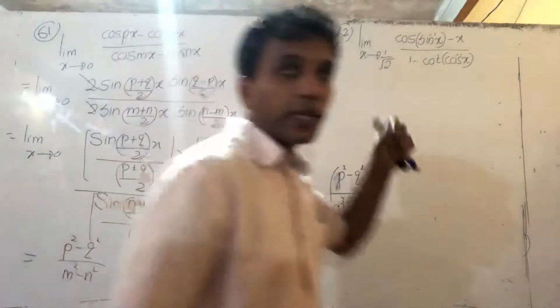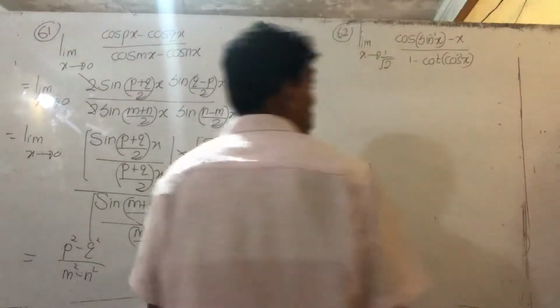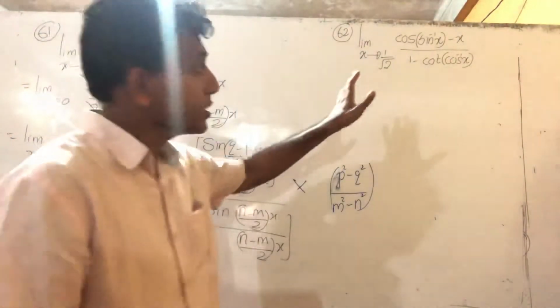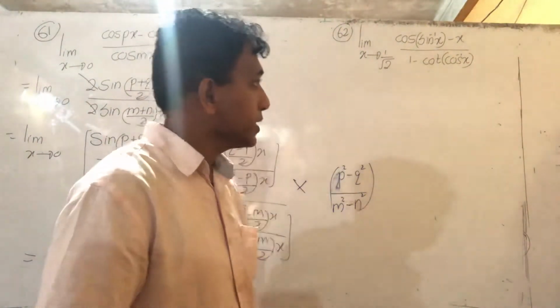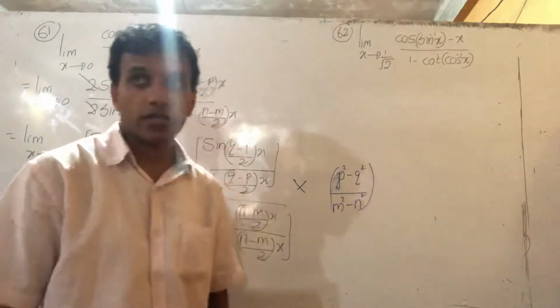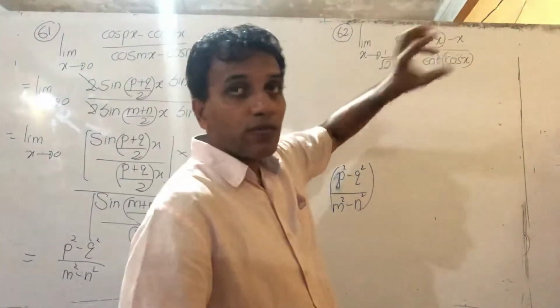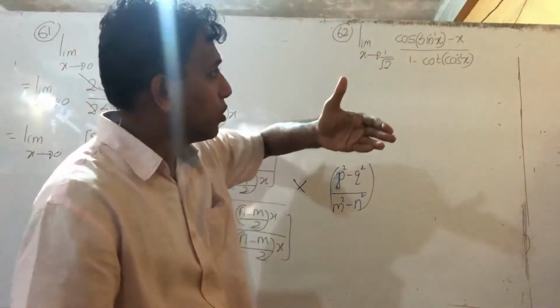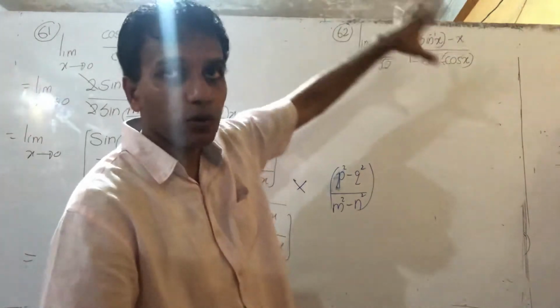See the next question, an important problem. The next question is question 62: limit of (cos of sine inverse x minus x) over (y minus cos inverse x). If you apply x equals 1 over root 2, sine inverse of 1 over root 2 is pi by 4. Cos pi by 4 is 1 over root 2, minus 1 over root 2, that is 0.